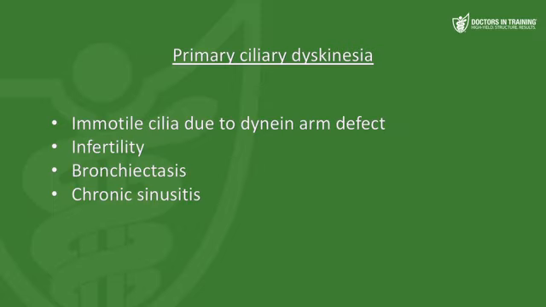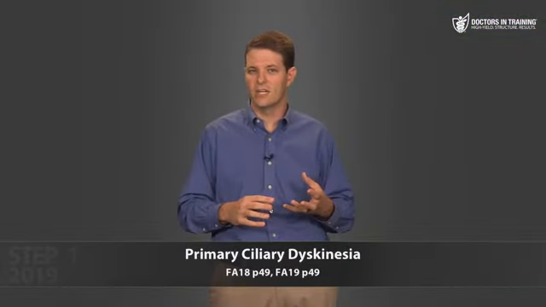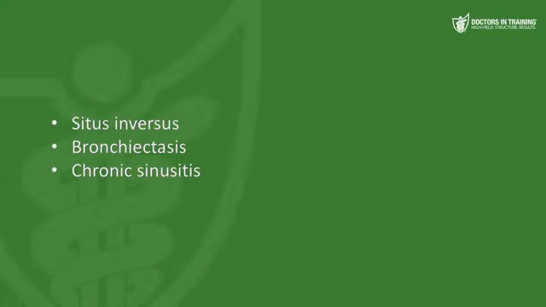So about 50% of patients with primary ciliary dyskinesia also have situs inversus, where the organs are on the opposite side of the body. So the liver would be on the left and the spleen would be on the right. There's also dextrocardia, where the heart is over on the right. Now, not all patients with situs inversus have primary ciliary dyskinesia, and not all patients with primary ciliary dyskinesia have situs inversus. Now, if you have the triad of situs inversus, bronchiectasis, and chronic sinusitis, that's called Kartagener syndrome.